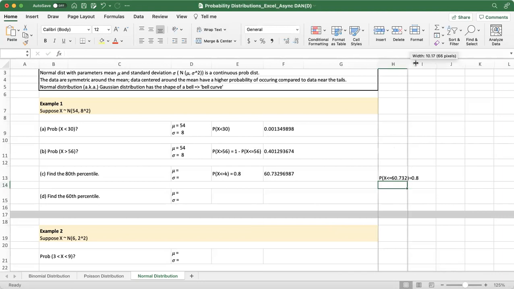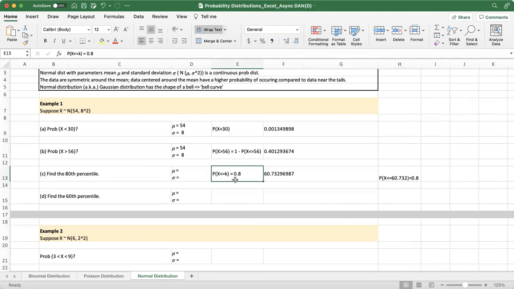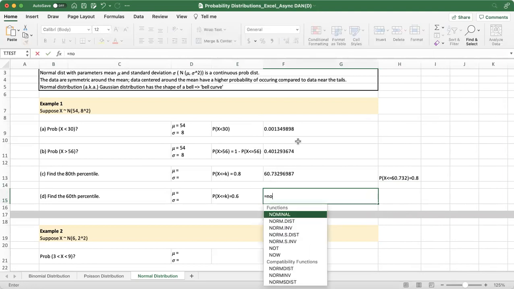Okay, so we arrived at 60.732 once we knew that the value was at the 80th percentile. Let's try one more. We want to find the 60th percentile. The probability of x being lesser than or equal to some number k is now 0.6, meaning 60% of the data values are below this number k. So we're going to use the norm.inv again.